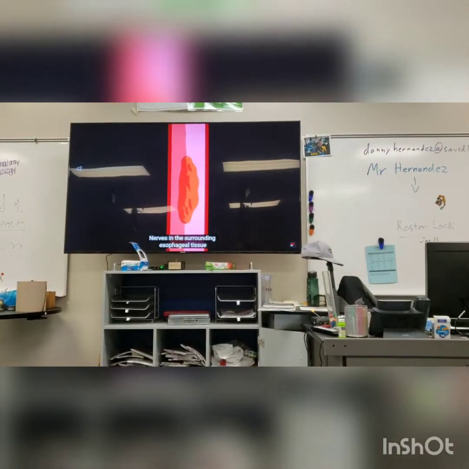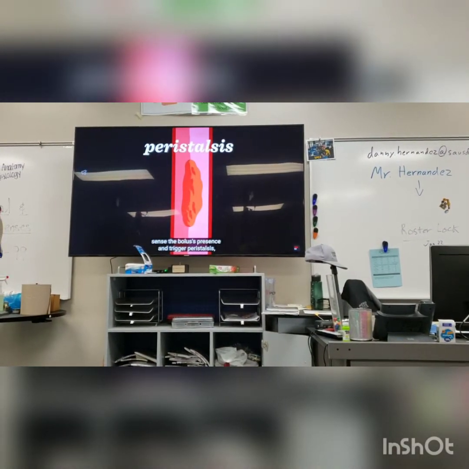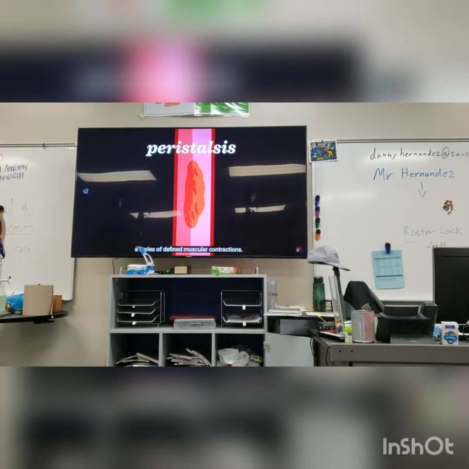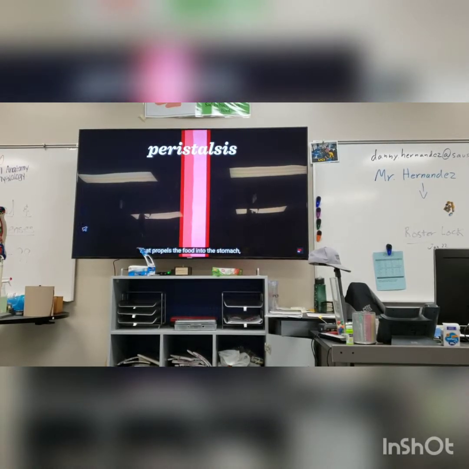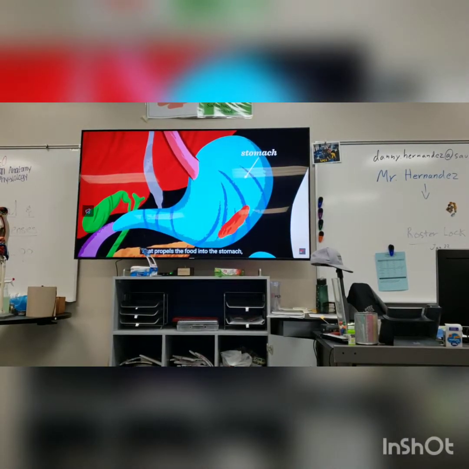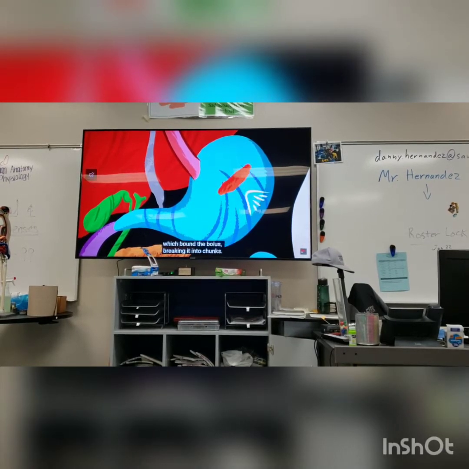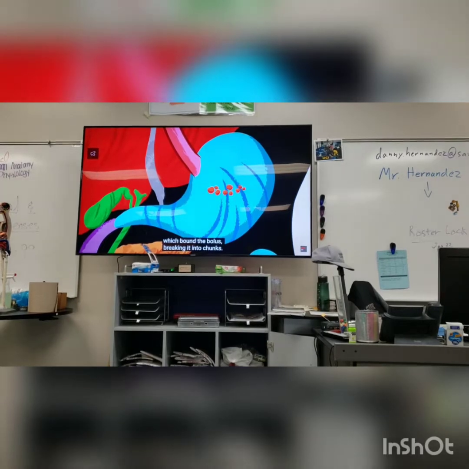Nerves in the surrounding esophageal tissue sense the bolus's presence and trigger peristalsis, a series of defined muscular contractions that propels the food into the stomach. That's also why you're able to swallow even if you're upside down. It'll go up in your stomach. There, muscular stomach walls pound the bolus, breaking it into chunks.